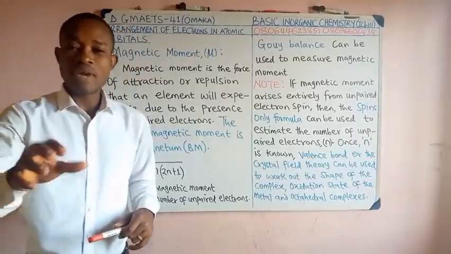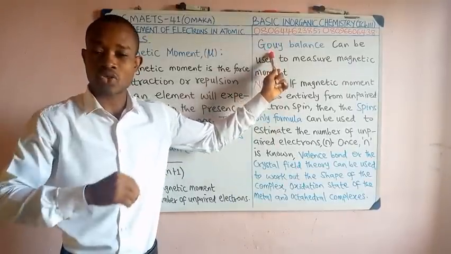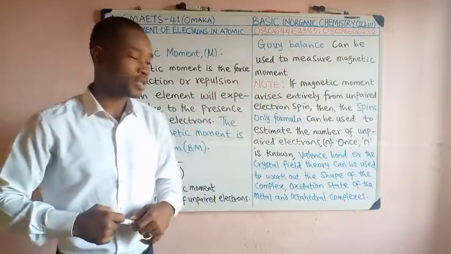What can be used to measure the magnetic moment? We have this instrument called the Gouy balance. So the Gouy balance is used to measure magnetic moment.